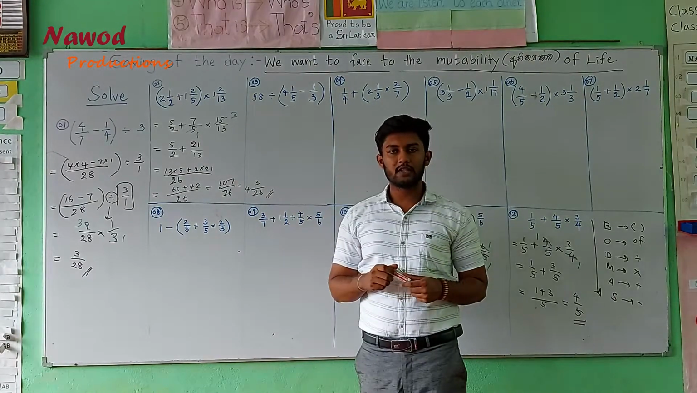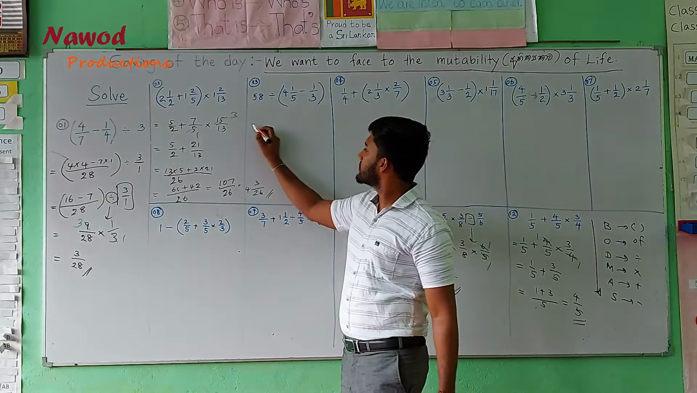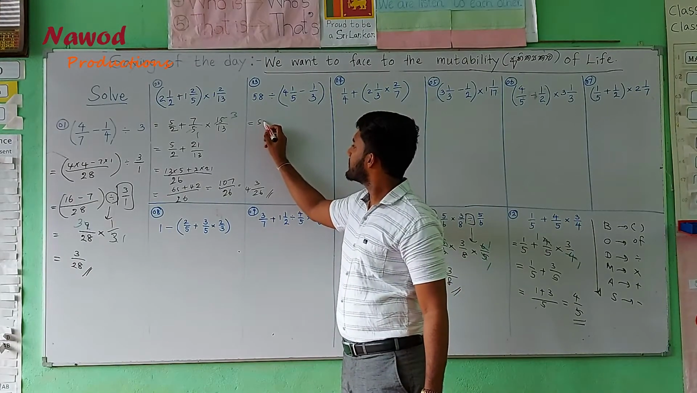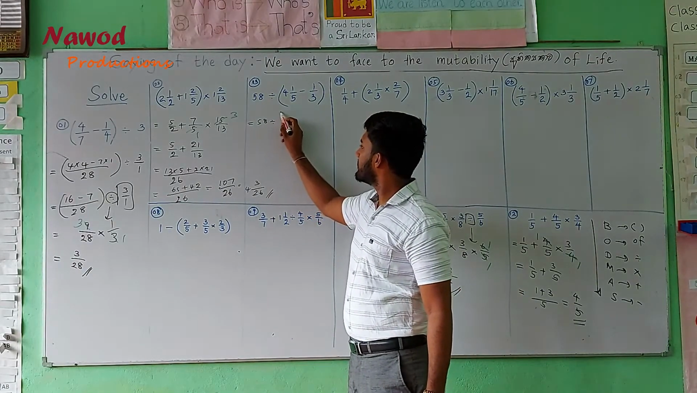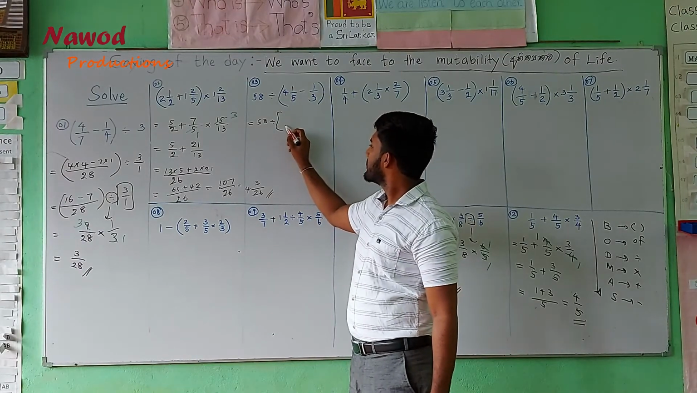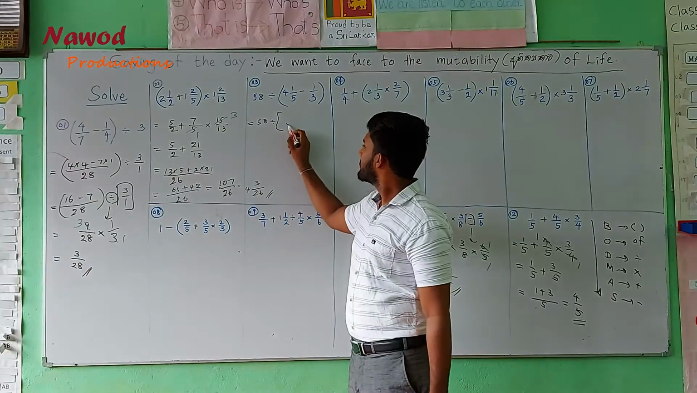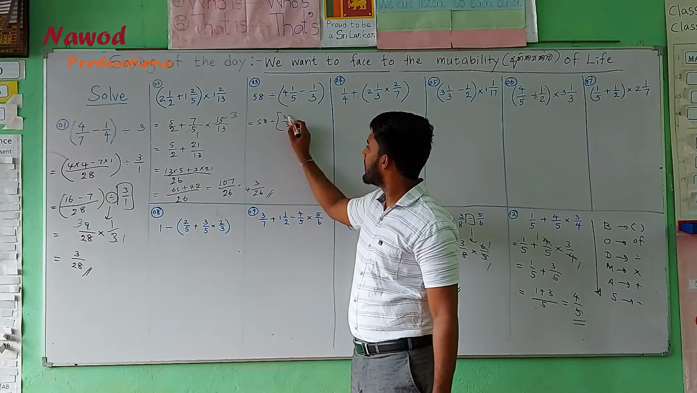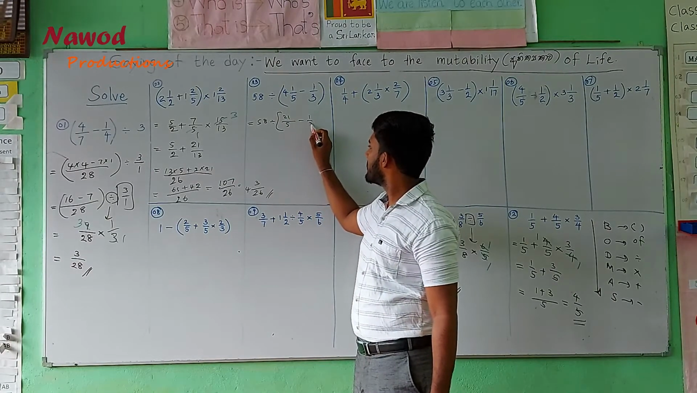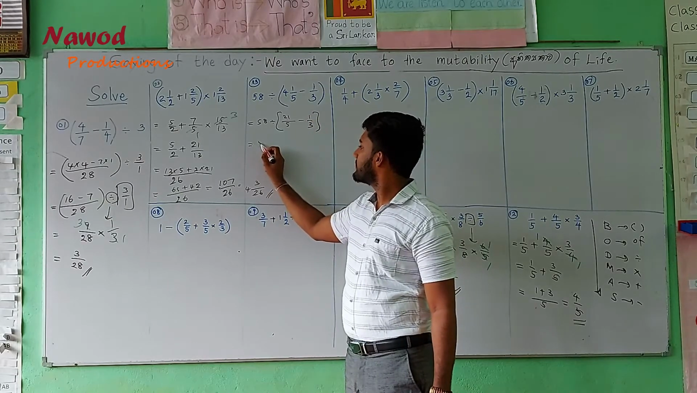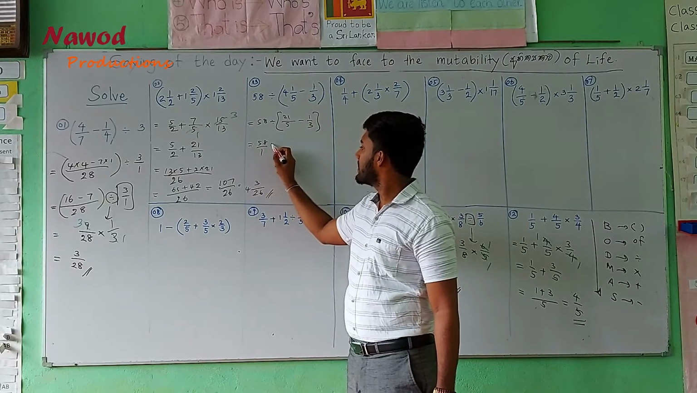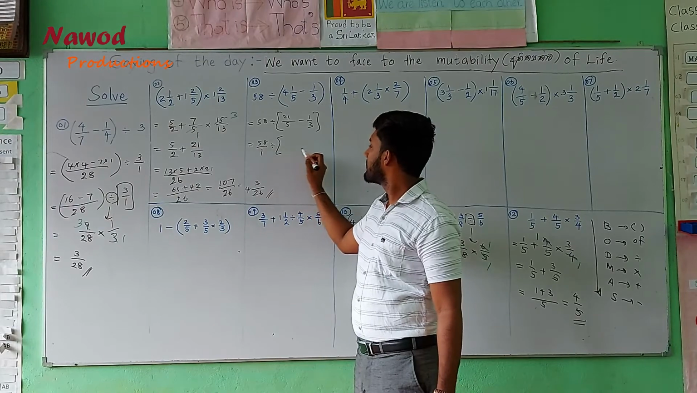Then you have the third question. Here the third question, equal mark, 58 divide by. Then here the first step is to convert it into an improper fraction. 5 into 4 is 20, 21 over 5 minus 1 over 3. Then here 58 over 1 divide by, right?